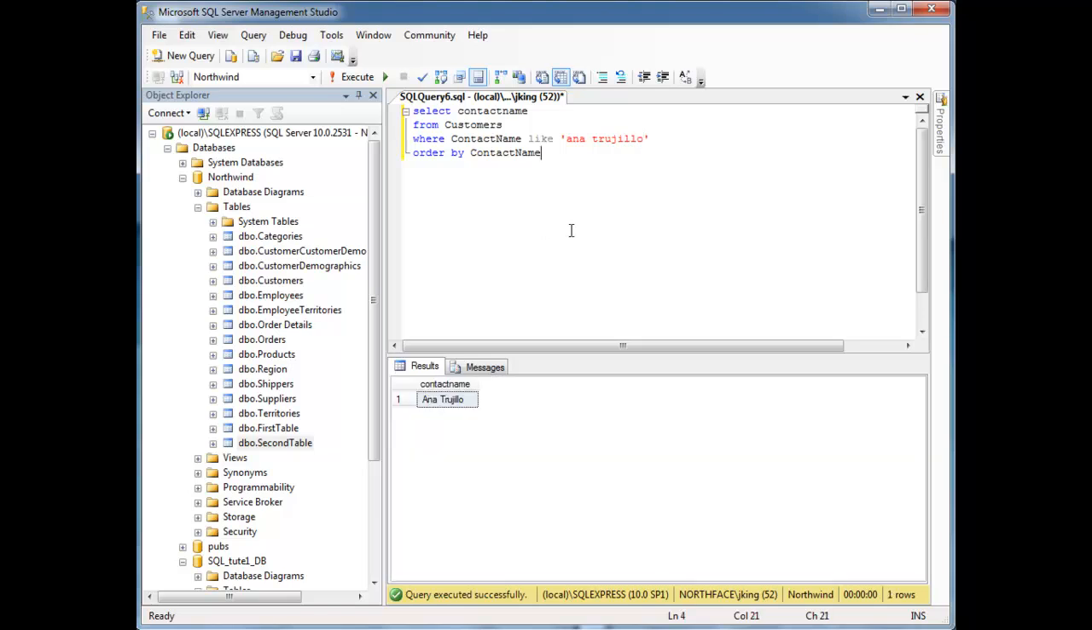Again, if you're just doing a straight up comparison, for example, if I was doing Anna Trulio, I get Anna Trulio. But now using like, I'm turning SQL Server on and saying, hey, there's going to be some special parsing and searching conditions in here. But I didn't put any percents or underscores in here. So what I really should do in this situation is use an equal. So just make sure you keep that part straight in your head.